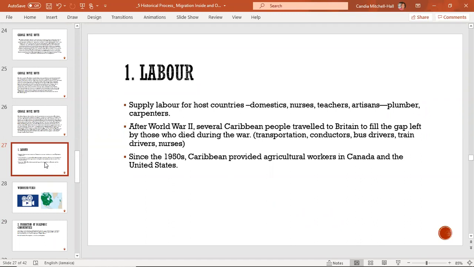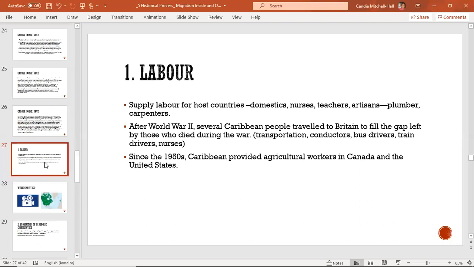We have provided labor for people. We have provided laborers in North America and Europe. So for example, we have supplied these countries with nurses, domestic workers, teachers, artisans. When I say artisan, I mean very skilled workers such as the plumber, electrician, the carpenters. We have supplied these societies with the needed laborers, especially after the Second World War.